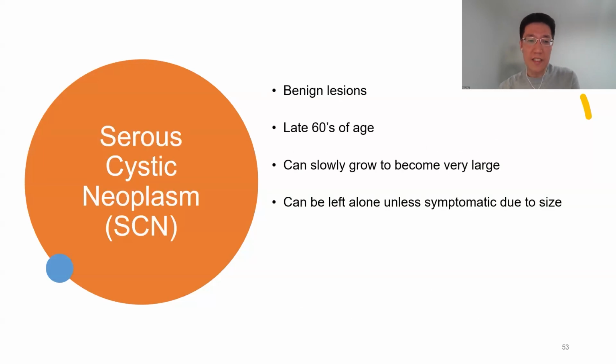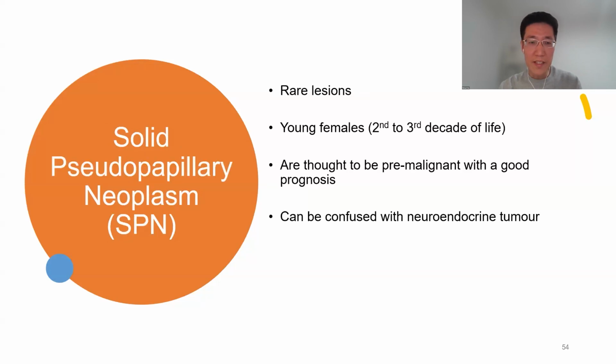And going to the next cystic lesion, which is non-mucinous, which is a serous cystic neoplasm. It's a benign lesion, generally in the older age of 60s and above, and it can slowly grow to become very large, and they can be left alone unless they're symptomatic, and if they're causing compression of other organs around it.